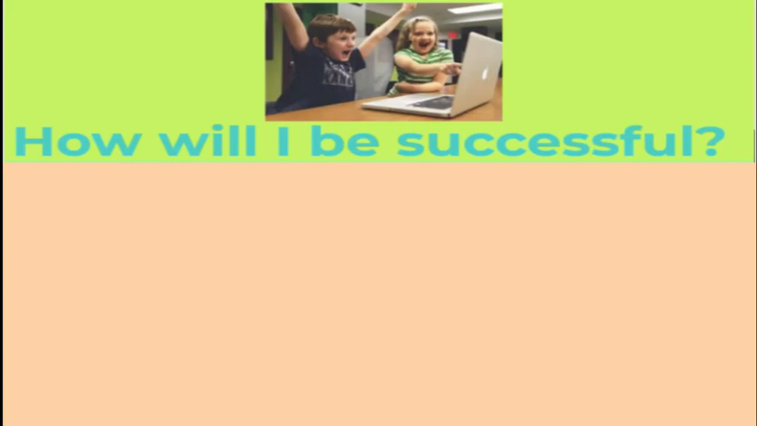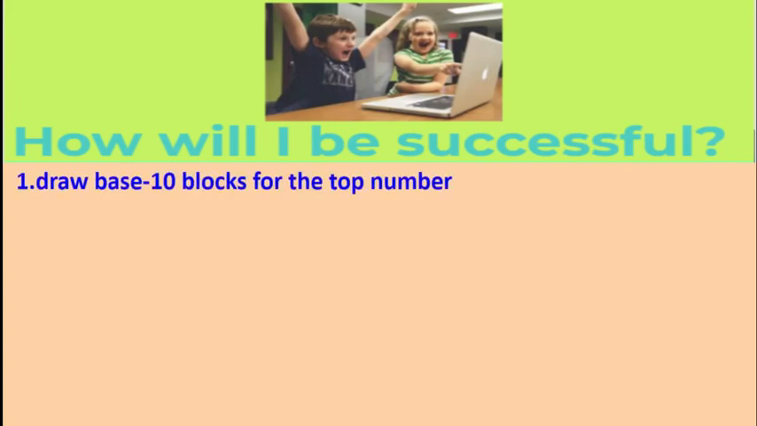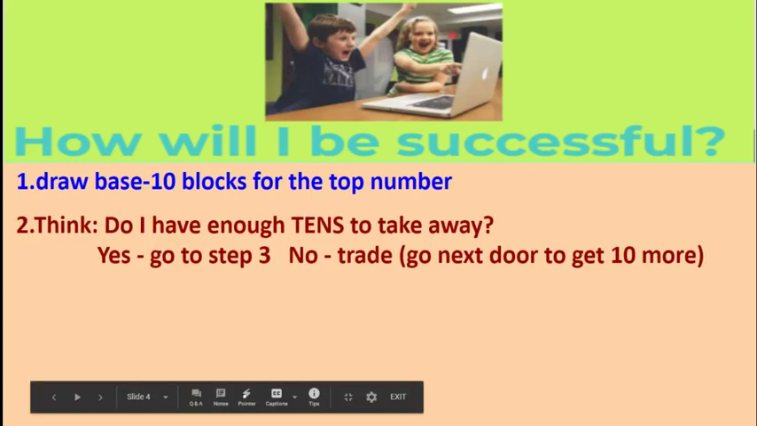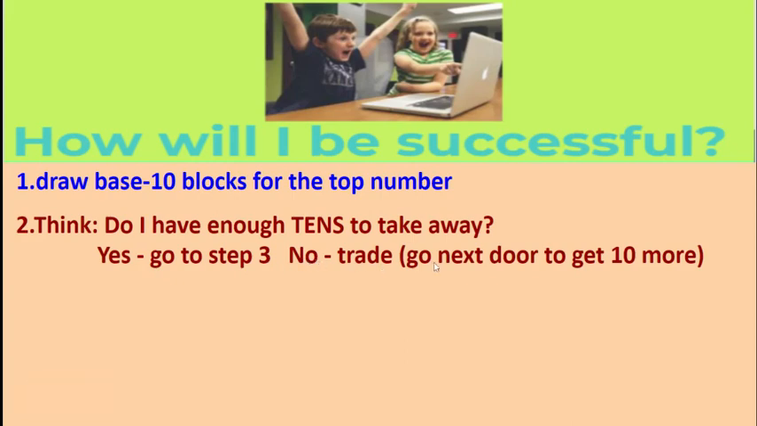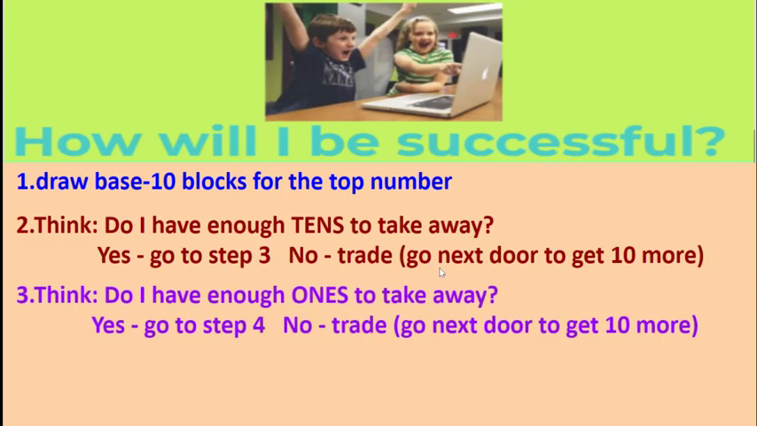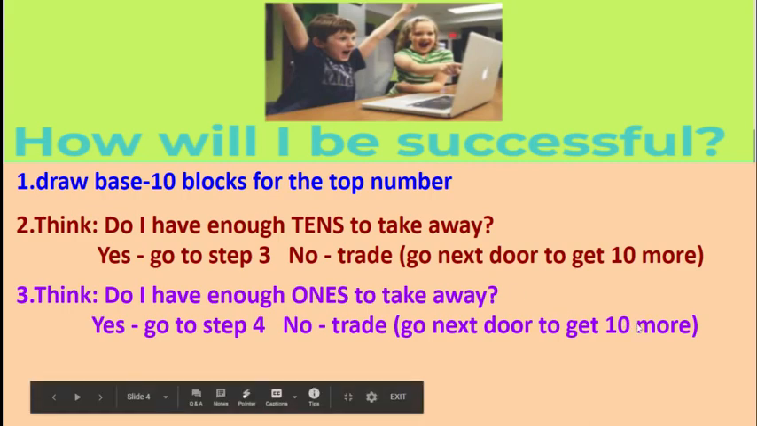How will you be successful today? We will still draw base 10 blocks for the top number, but then we're going to think, do I have enough 10s to take away? If yes, you're going to step number 3. If no, you will need to trade first. Some kids know this saying, go next door to get 10 more. Then you need to think, do I have enough 1s to take away? If yes, go to step number 4. If not, you need to trade or go next door to get 10 more.